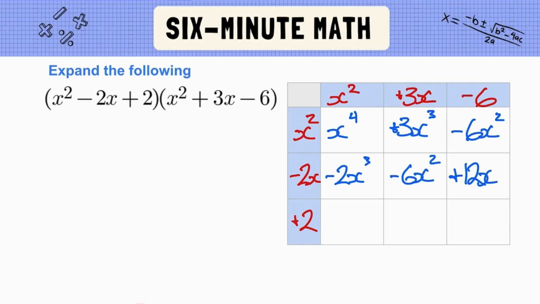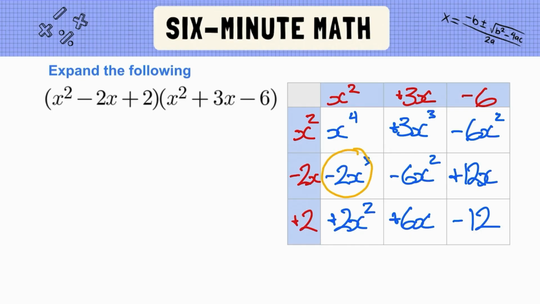Our last row here, positive 2 times x squared is positive 2x squared. Positive 2 times positive 3x is positive 6x. And positive 2 times negative 6 is negative 12. I collect my like terms.